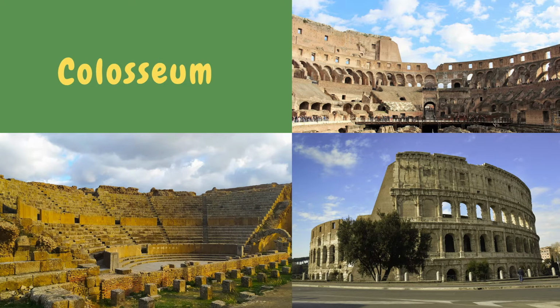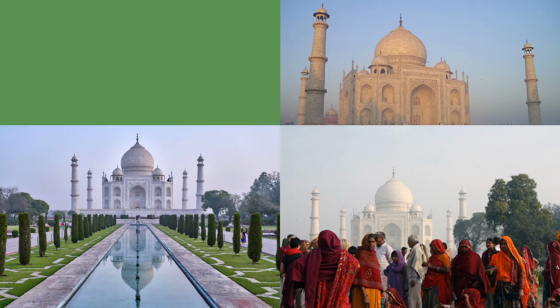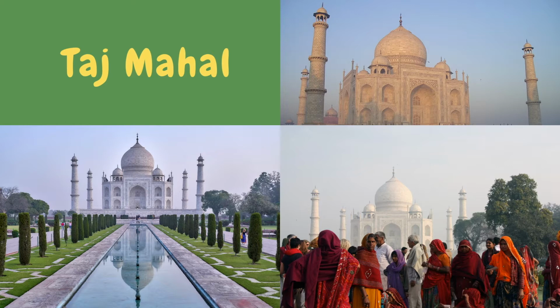Moving on to our next one. What about this palace? Have you ever seen this palace? Do you know what it's called? This is called the Taj Mahal, and it was made in honor of the emperor's wife. Legend says that the emperor actually cut off the hands of all the workers so that they could never make a palace like this.